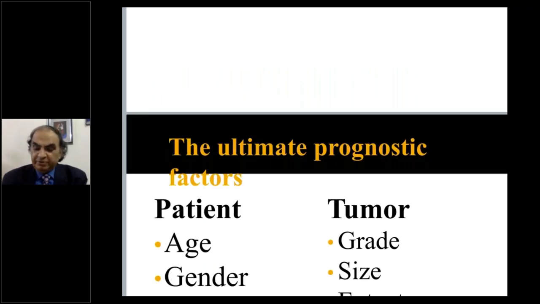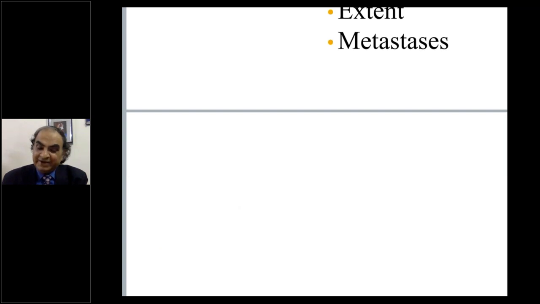So what are the ultimate prognostic factors? We are coming towards the end of it. Patient factors, tumor factors. Now, what are the patient factors? Age, gender. Tumor factors, grade, size. You already know about it. It's just a repetition to put it down in tabular form. On the other side, extent of the disease and metastasis. And a very important and very significant risk factor that we should take into account.